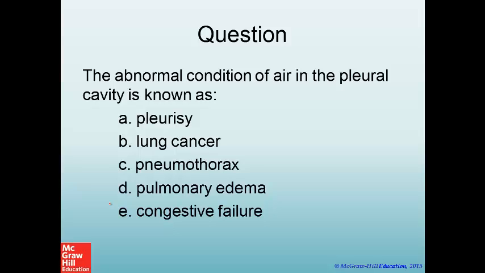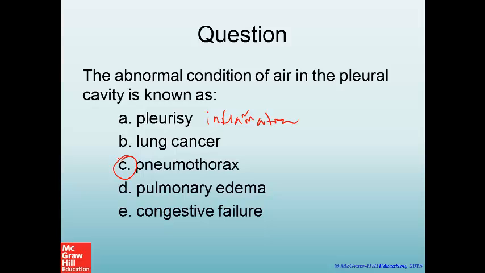So an abnormal condition of air in the pleural cavity would be known as what? Well, pleurisy is inflammation of, there should be two M's, the lining of the chest cavity. So it wouldn't be that. Lung cancer? Nah. Pneumothorax? Yes. Air in the lungs, or air in the pleural cavity, air in the thorax.